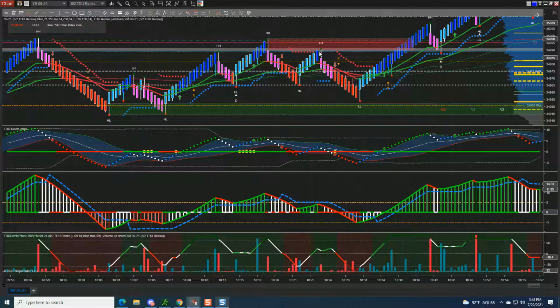Now, I retrace. So here's the setup. I mean, it's just simple as mud, right? That's the trade we're looking for. That's where I started the video. That's all we're looking for, is that right there.